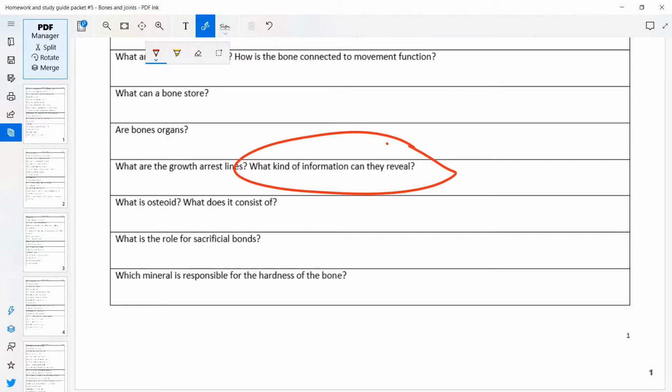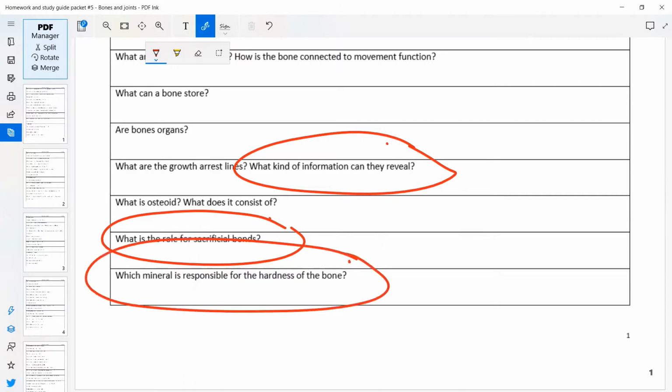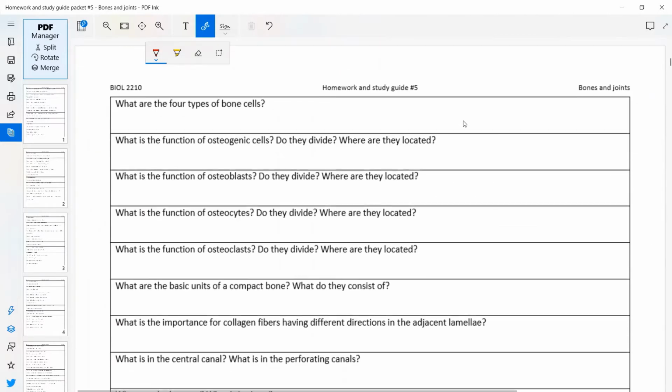Osteoid is the non-mineralized protein component of the bone consisting of collagen fibers, proteoglycans, and glycoproteins. Sacrificial bonds between collagen fibers prevent bone from prematurely fracturing. When mechanical force is applied to the bone, sacrificial bonds are destroyed, therefore dissipating the energy of the mechanical stress. The mineral responsible for the bone hardness is hydroxyapatite, calcium phosphate.